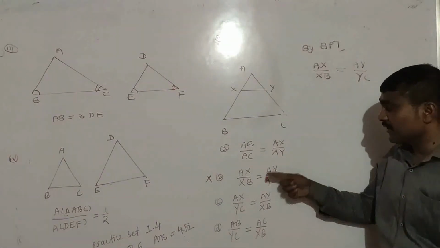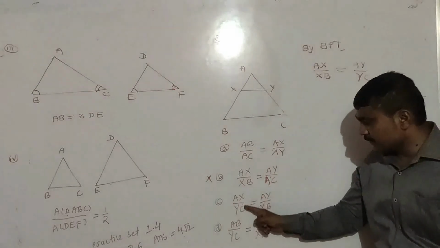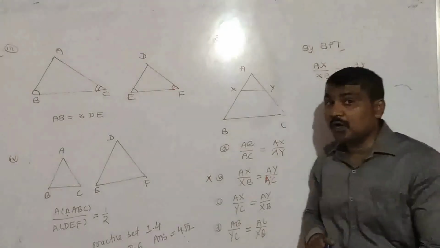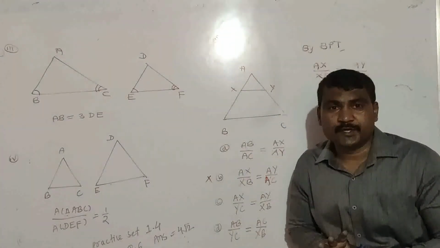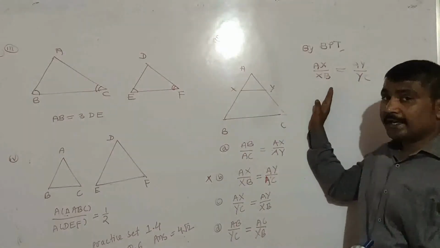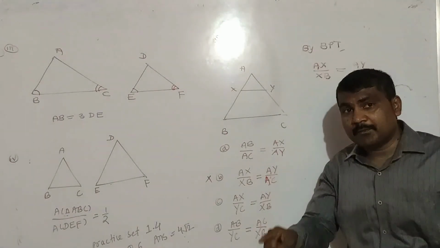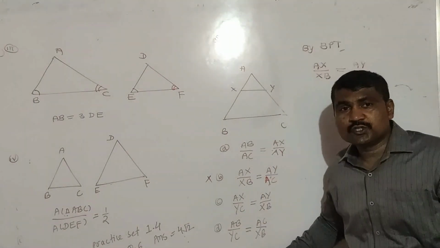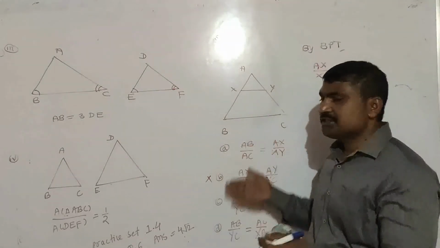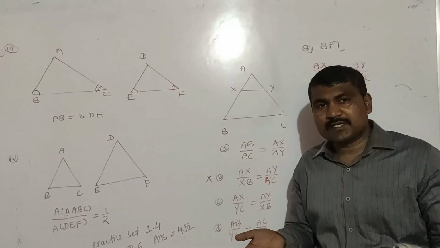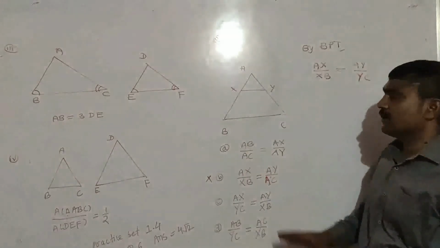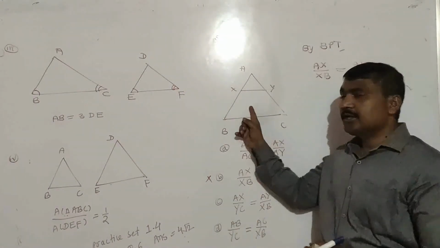Check another option, whether AX upon XB is there. AX upon XB is not given there. So obviously the given solution is not a solution of BPT. So we have to solve this problem in another way. Understood? BPT is applicable, but we do not get the solution by using BPT here. So we can show that two triangles are similar, and after that we can take the ratio of the corresponding sides. Can you show some triangles are similar in the given figure?